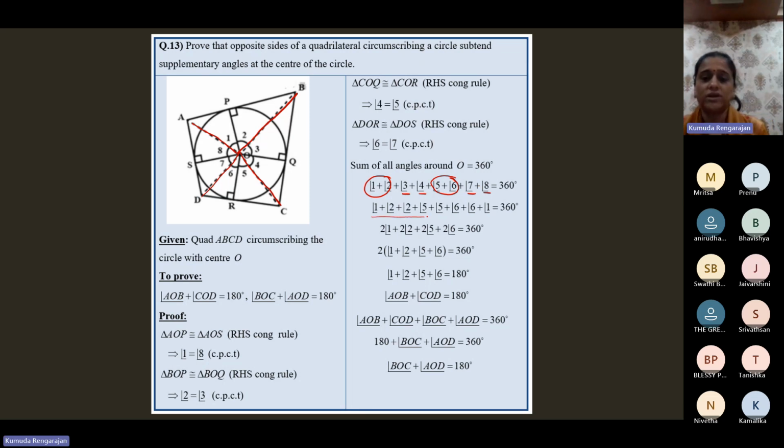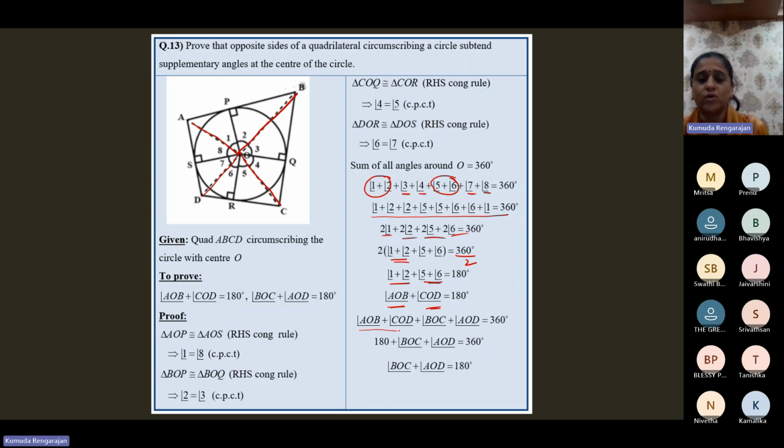When you do that, you get this. So you see twice of angle 1 plus twice of angle 2 plus twice of angle 5 plus twice of angle 6 is 360. Take out 2 common. And then the 2 goes for division here. So it becomes 180. Now what is 1 plus 2? Angle AOB. What is 5 plus 6? COD. So you proved that AOB plus COD, you proved that the opposite sides subtend supplementary angles at the center.